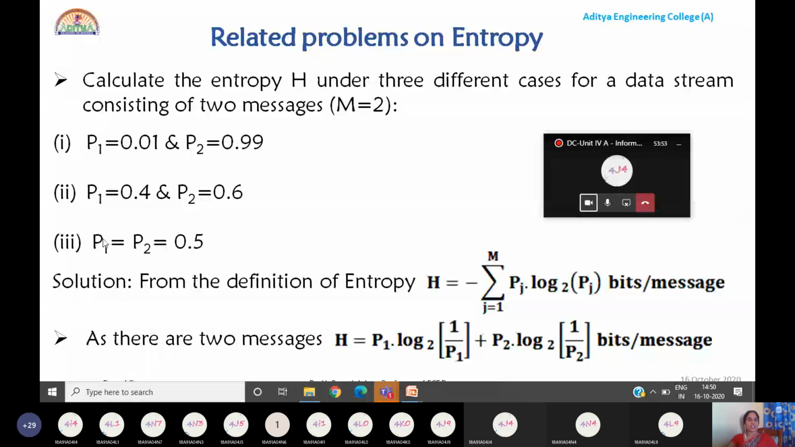Maximum entropy will occur under this case because P1 and P2 are each half, 1 by 2. And that entropy is how much? It is 1. Okay, with this we can conclude this second module. In this module we learned the concept, we completed the concept of average information, entropy and its properties.